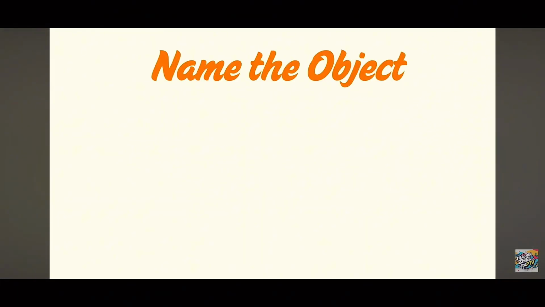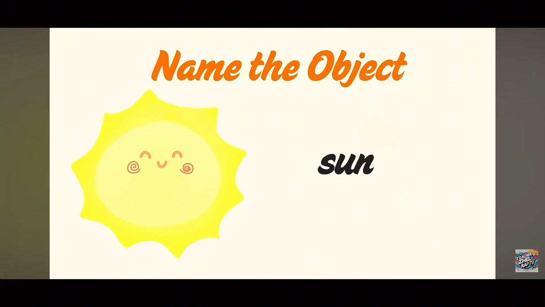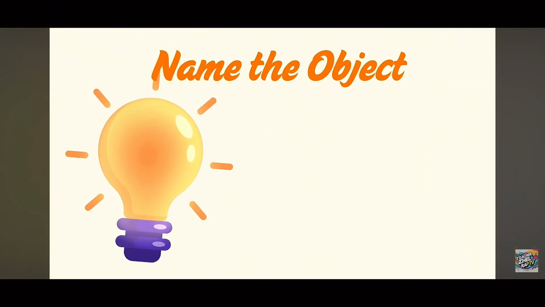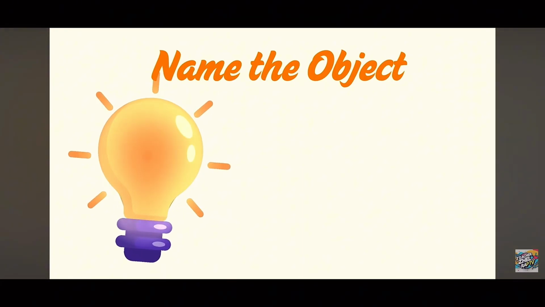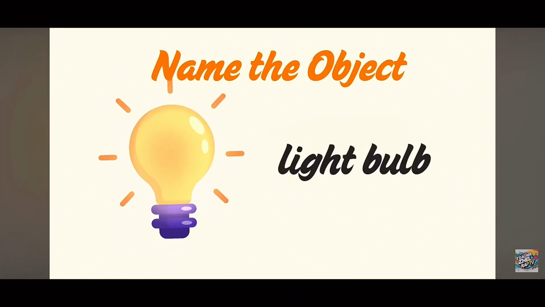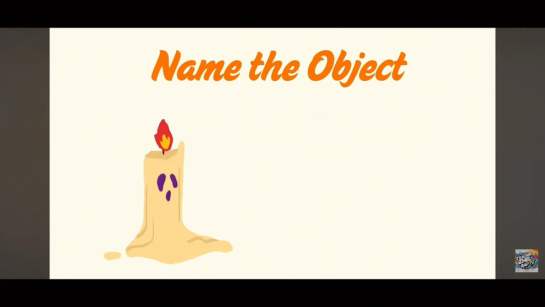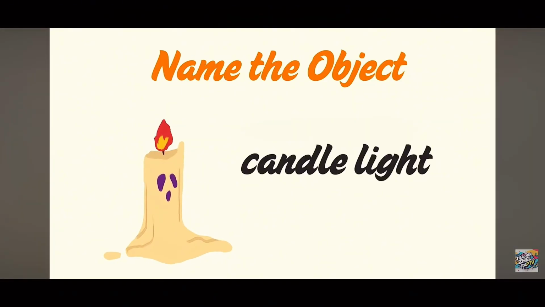Name the object. What is the name of this object? This is a sun. Good job, kids. How about this one? A light bulb. Very good. How about this one? This is a candlelight. Good job.